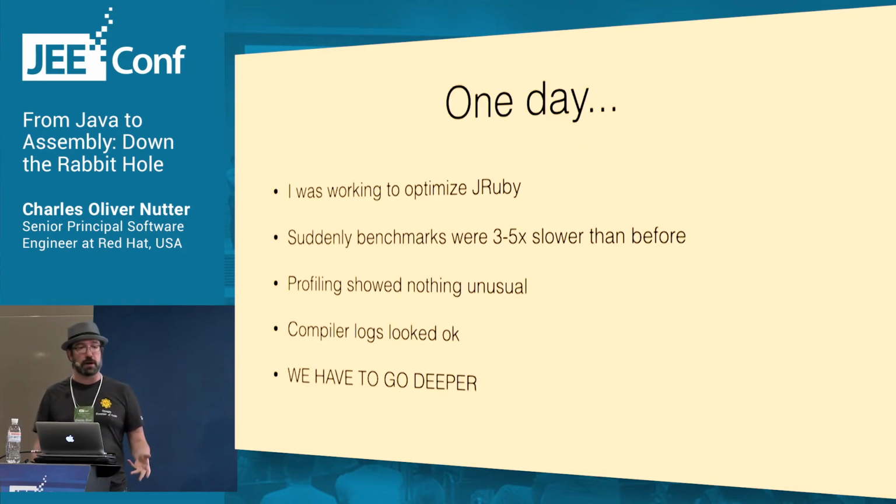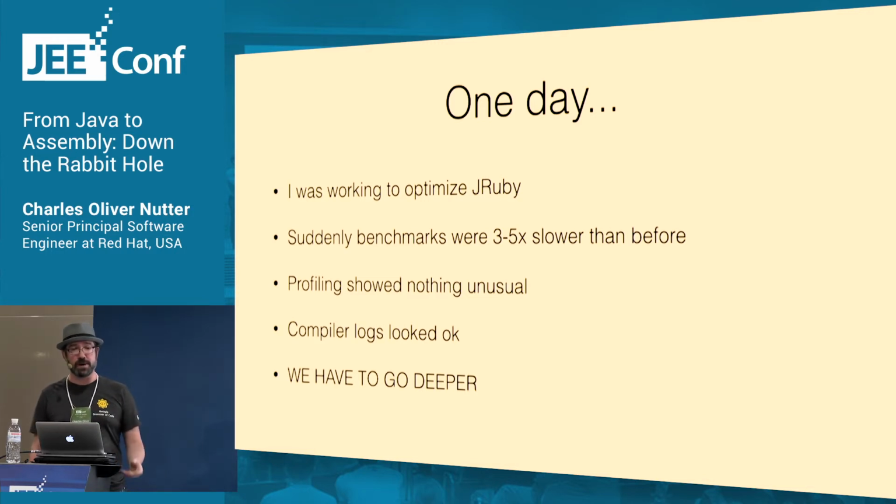One day I was working on optimizing JRuby, and suddenly for some reason all the benchmarks, every one I ran, was 3 to 5 times slower than it was just a week prior. Profiling showed nothing. All the same methods were hot. The compiler logs looked okay. The things that I expected to compile were compiling. So I needed to go deeper.